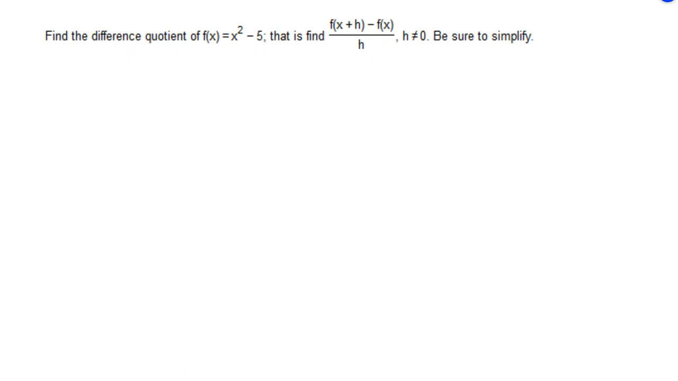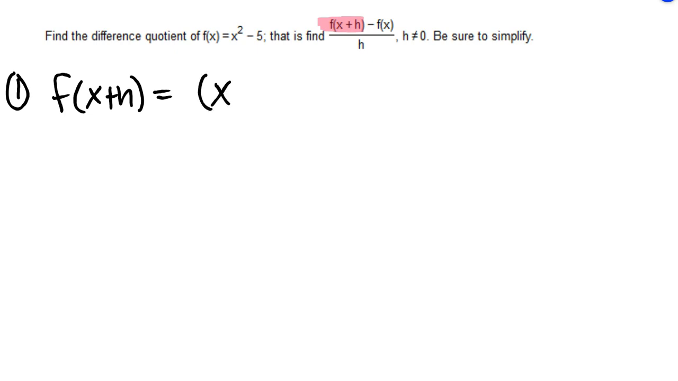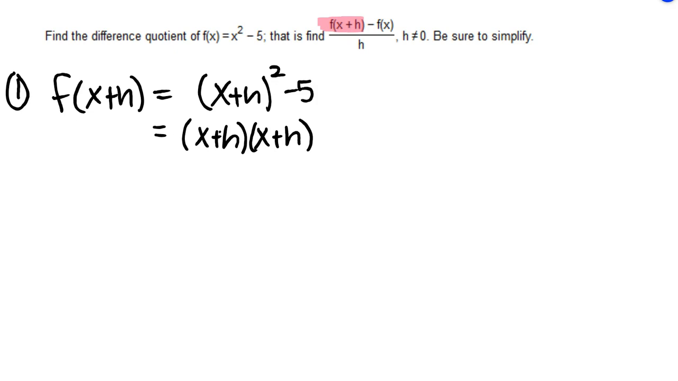We're going to find the difference quotient using a three-step process. First, I'll find this part of the numerator, which is f of x plus h. Everywhere I see an x, I'm going to change that x to x plus h. So that means that I would have x plus h squared minus 5, and I want to simplify this. X plus h squared is x plus h times x plus h minus 5.